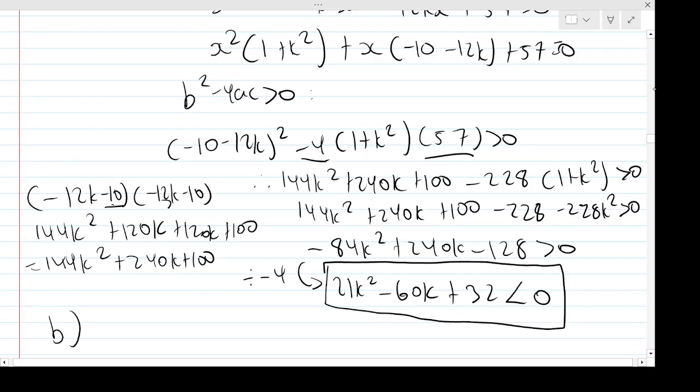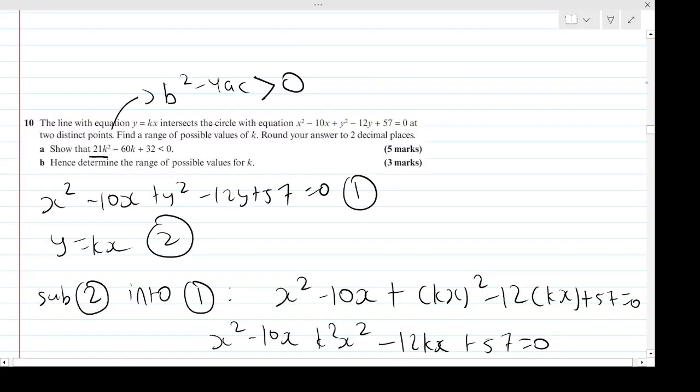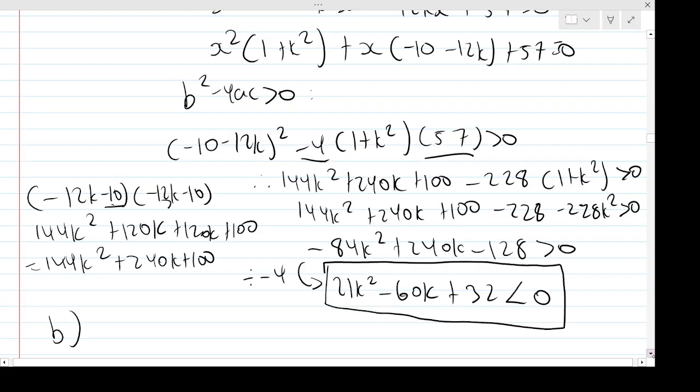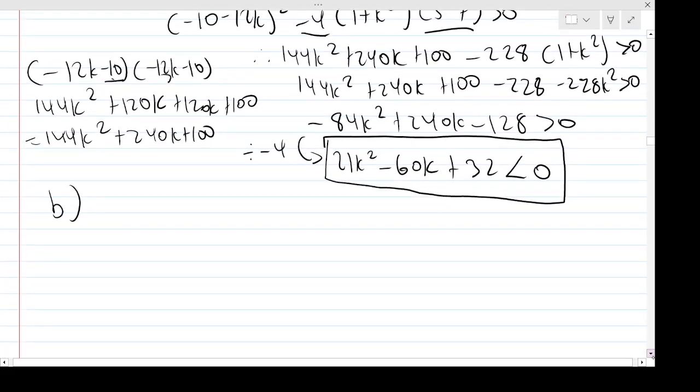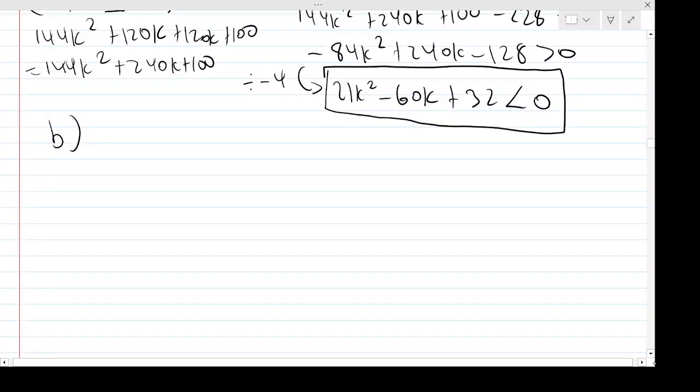Cool. Part b, then, what's it say? Solve it, I imagine. Yeah, determine the range of possible values of k. So you need to solve this, and again, this is a quadratic inequality, and again, we looked at how to solve those in an earlier chapter.